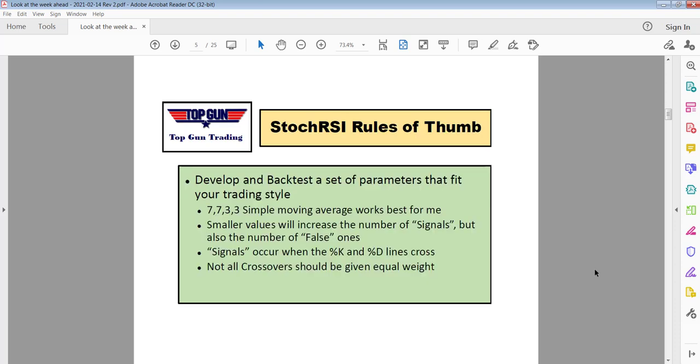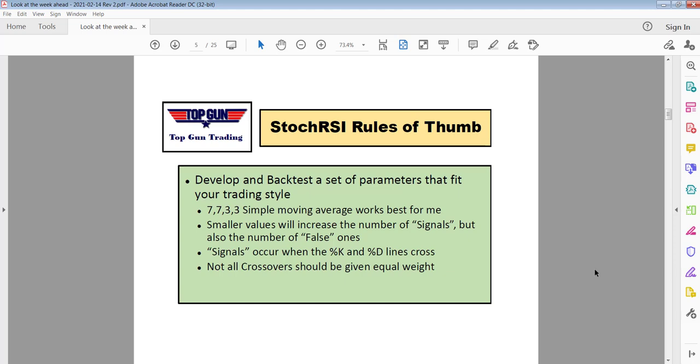Okay. Stochastic RSI. Some rules of thumb. I develop and backtest a set of parameters that fit your trading style, because you have to get used to them. They're not, to me, just an on-off switch. Trading is an art that has some science and mathematics involved in it, but it's primarily an art how you interpret them. I use the parameters of 7733, simple moving averages, and they work fine for me.